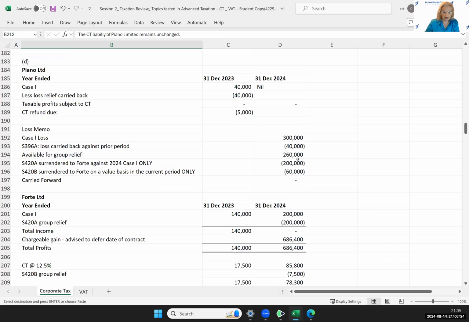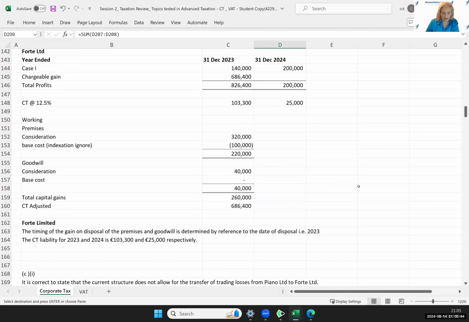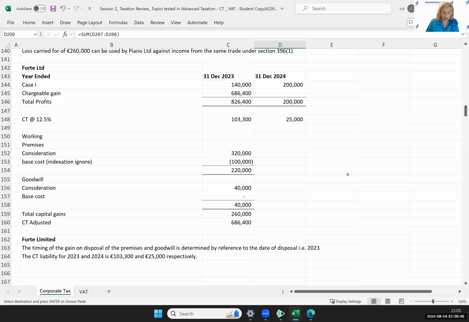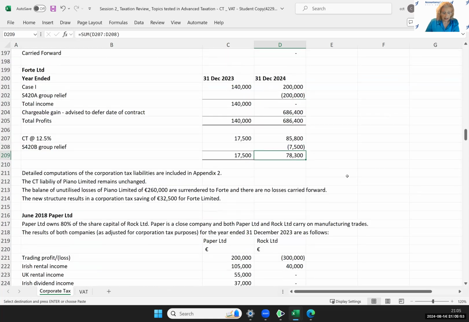Okay, I had to redo the loss memo, and the balance on unutilized losses of 260 are then surrendered. So there's no losses carried forward. That's what I did up here. I'm getting marks for saying, see what I did? And then the new structure results in a corporation tax saving of 32,500. Where did I get that? Well, I have the corporation tax liability from Appendix 1 for Forte Limited, which was, actually, I don't even need to go as far as that. I can simply look at 200,000 multiplied by 12.5% plus the 7,500.